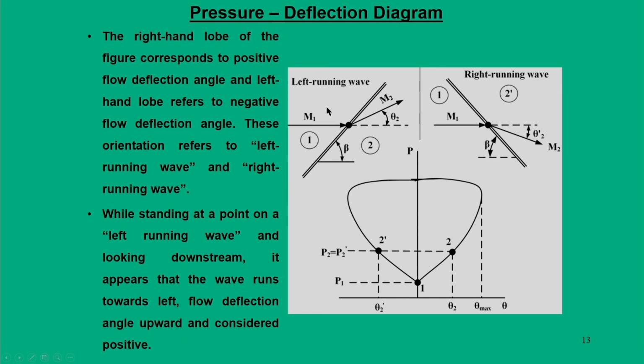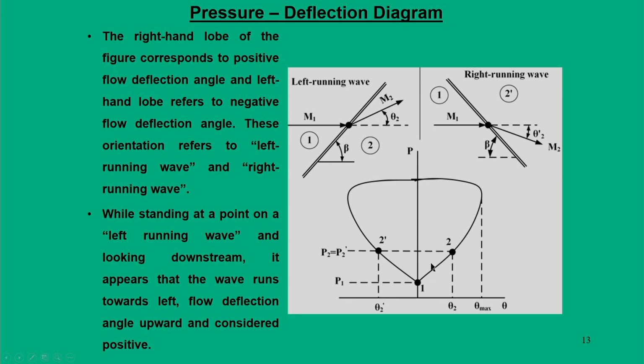So, based on this concept of left running and right running waves, the point 2 for a left running wave can be located. That means, for a given Mach number, first you locate the point 1. Point 1 can be represented with theta as 0, which is for this region 1, and for this region 1 static pressure is known. So, we can denote this point 1.